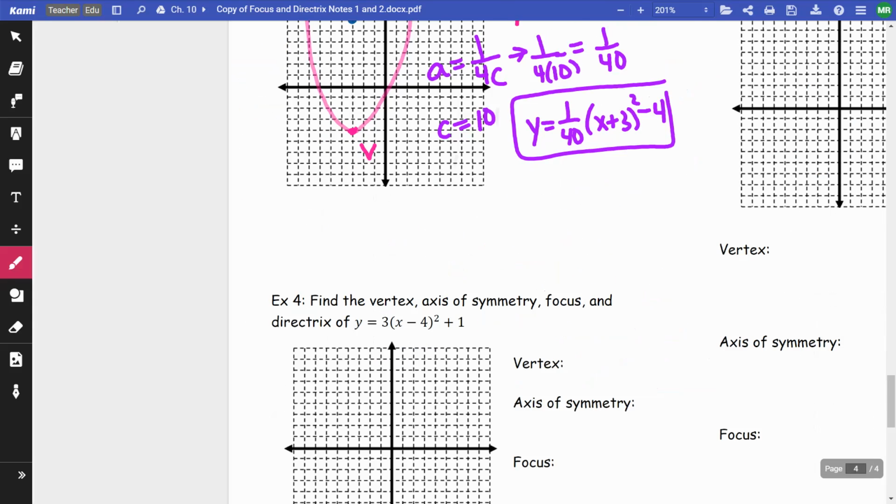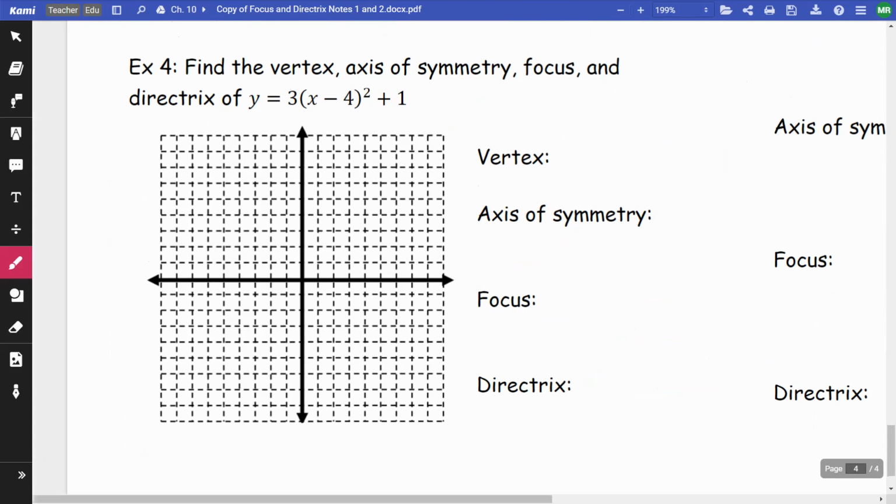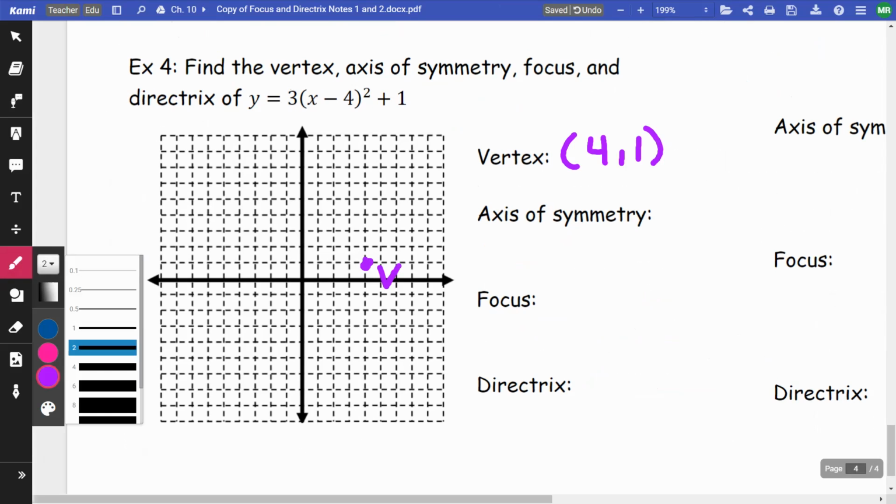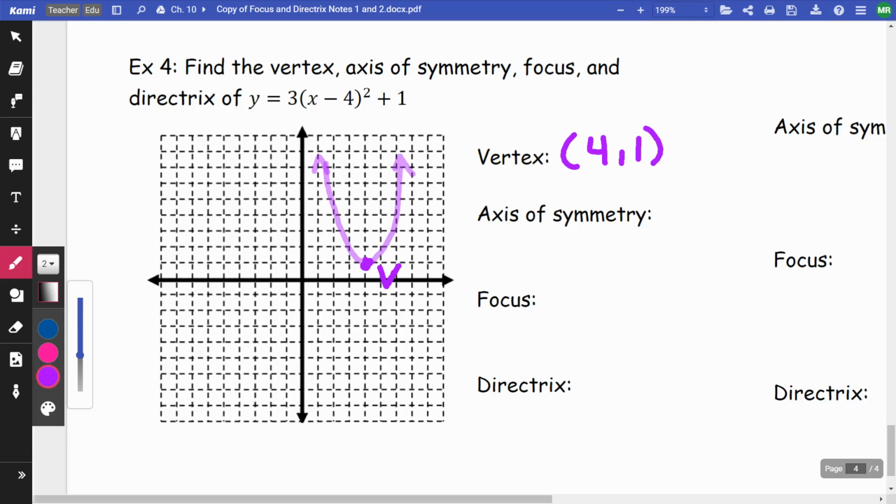Okay. So on this one, we can identify the vertex because it's in the nice form. So the vertex is going to be 4, 1. So I'm going to go plot that 4, 1. And that is going to be my vertex. I know this parabola opens up. I'm not going to be accurate with the graph of it right now. Why do I know it opens up? Because of the positive 3 in front. Okay, positive 3, it opens up.